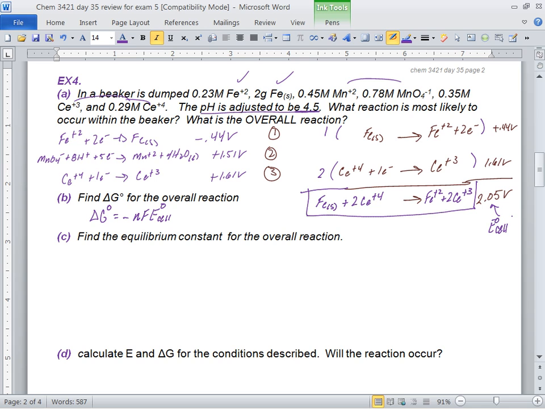Okay. So what are you going to put in for n? 2. F? 96,485 coulombs. And I gave you that number. That's the charge in 1 mole of electrons, 96,485 coulombs. Right? So you just said you have 2 moles of electrons. They give you the charge per mole of electrons. And then you plug in E0 cell, which is in volts. A coulomb times a volt is what unit answer? Joules.